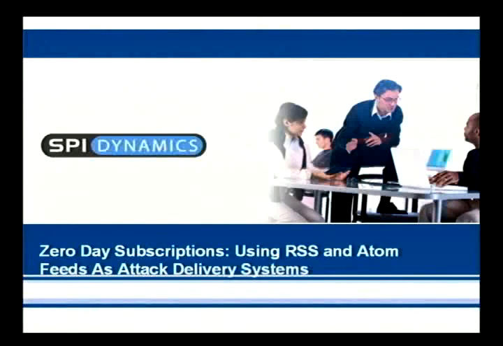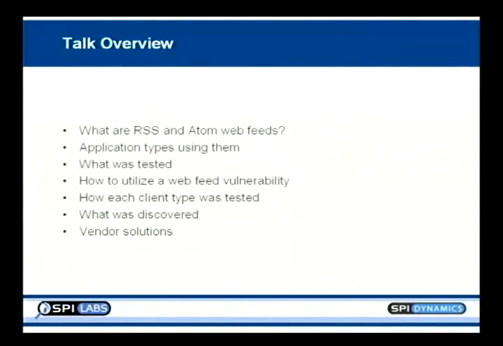In a nutshell, a really high-level overview: it's a neat little vector to have additional uses of cross-site scripting, among other things, and I'll walk you through a few demos. So I'm going to describe what RSS and Atom feeds are, the application types using them, what I tested, how I tested them, the different types of applications that utilize a feed, what I found, and some of the things people can do to fix it.